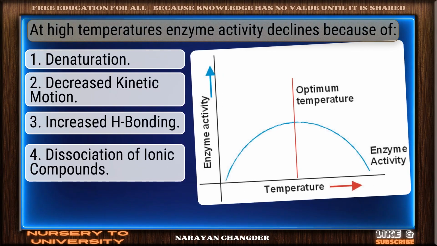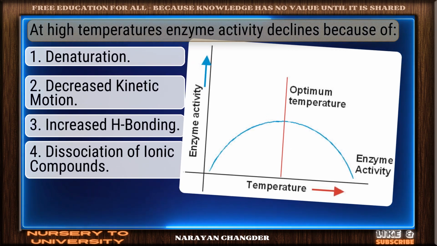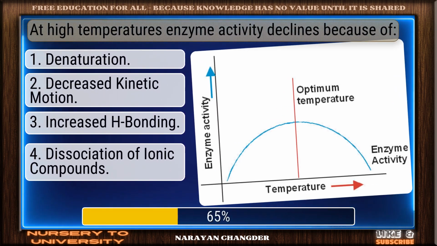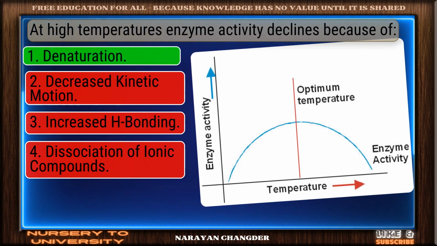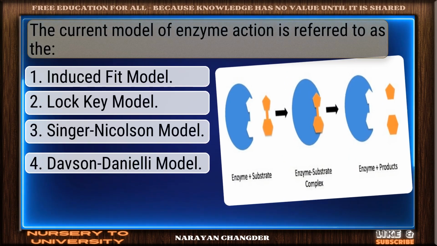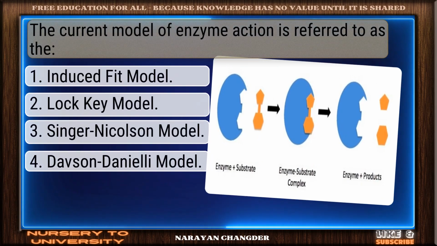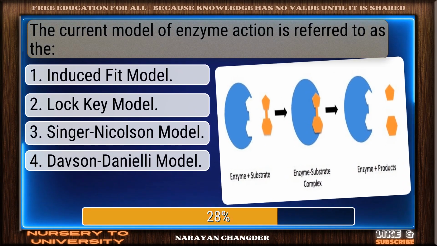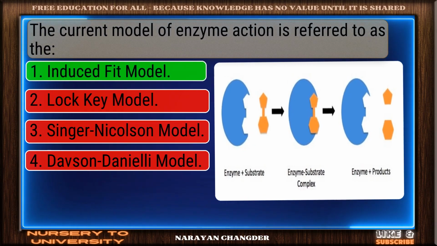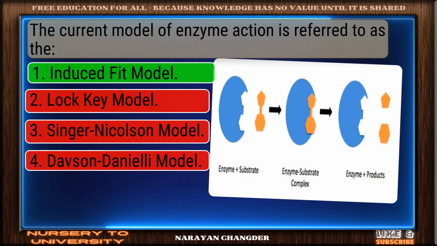At high temperatures, enzyme activity declines because of... Correct. Denaturation is the right answer. The current model of enzyme action is referred to as the. Perfect. Induced fit model is the correct choice.